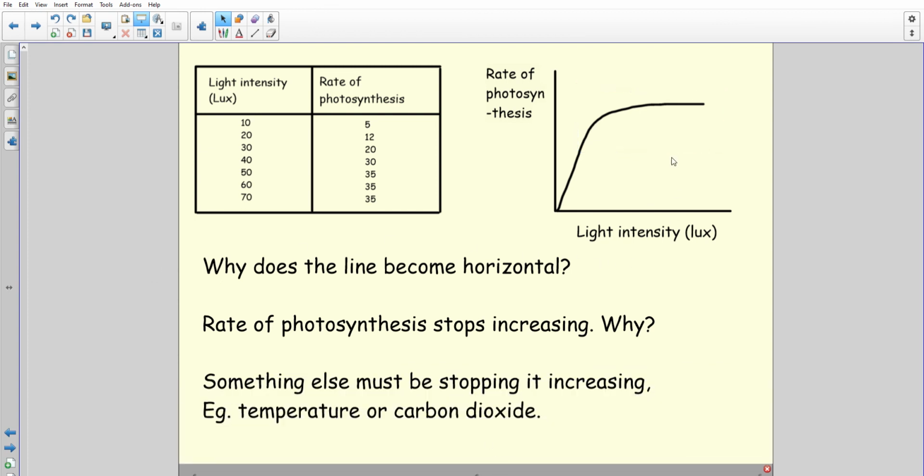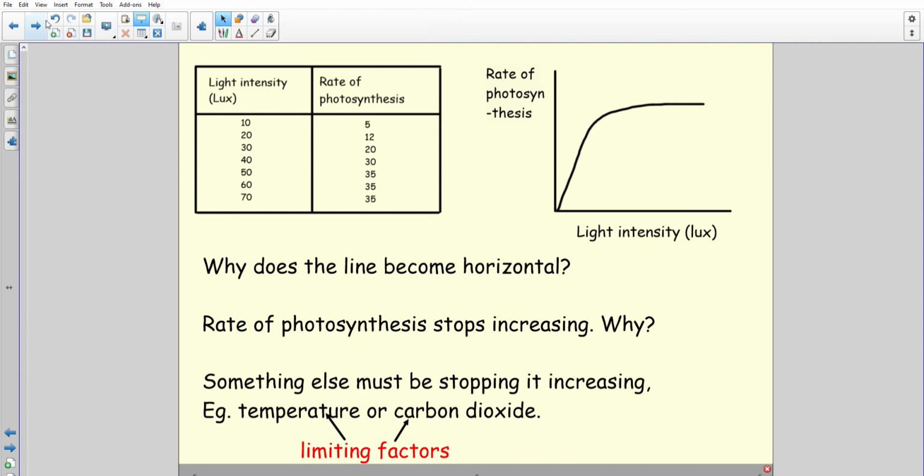So if we're looking at why it becomes horizontal, something else must be stopping the rate of photosynthesis increasing. Now, think about what else could affect that. There's two other things that we've said: the levels of carbon dioxide or the temperature. So one of those two things is now what we call the limiting factor. That's a really important term. The temperature or carbon dioxide are limiting factors. They are the things that are now stopping the rate of photosynthesis going up any more.